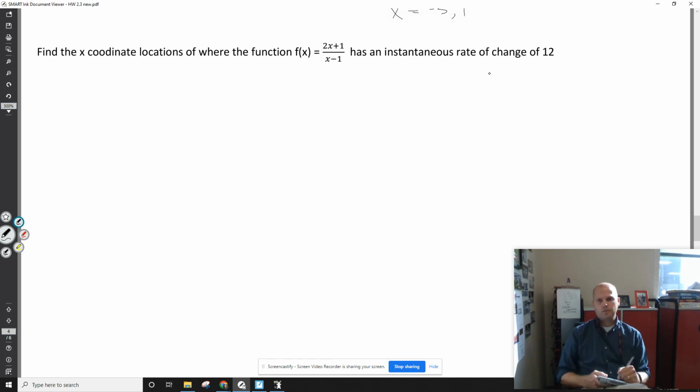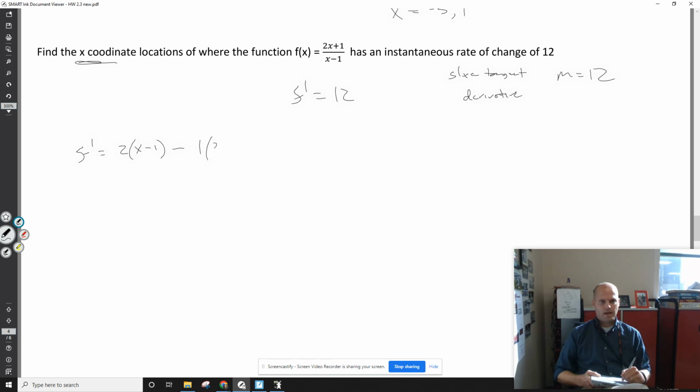Instantaneous rate of change of 12. Guys, that's the slope of a tangent. That's a derivative. They're all the same. When will this have a tangent slope that equals 12? Let's find out. Quotient rule, derivative of the top times the bottom. Thank goodness it's just x coordinates. Minus the derivative of the bottom times the top, all over the bottom squared. When does this equal 12?